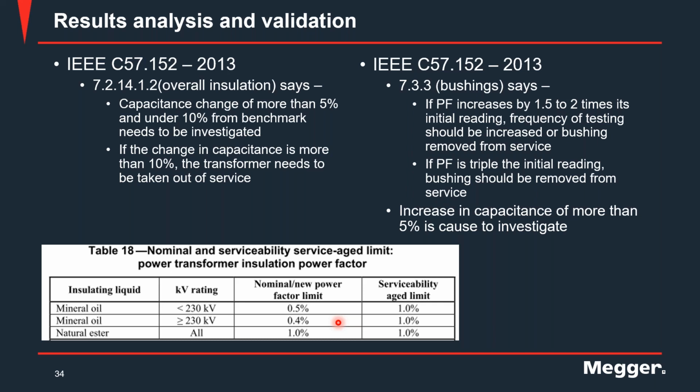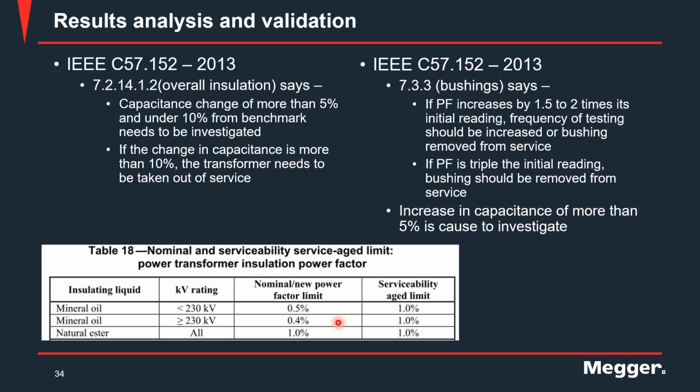For C1 measurement on bushings, what the field testing guide says is if the power factor increases by 1.5 to 2 times the initial reading, then the bushing needs to be tested more frequently, and you need to keep a close eye on the bushing. If the power factor exceeds three times the initial reading, then the bushing needs to be taken out of service.